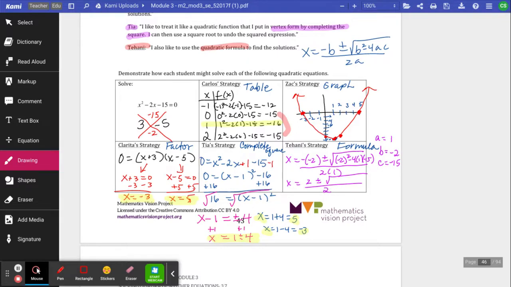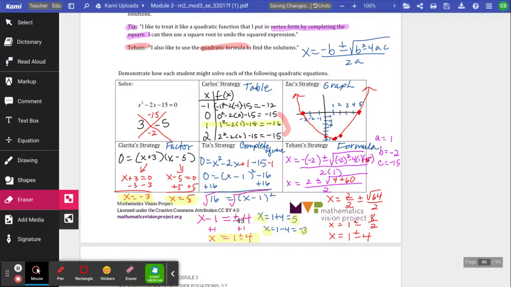Underneath the square root, I'm going to get negative 2 squared, which is 4, minus 4 times negative 15. 4 times 15, that's plus 60. So now I'm going to start to simplify and split up this radical. In the front, I would get 2 over 2. I can see that's going to turn into a 1. Then I'm going to get root 64. Well, isn't root 64 just 8? And isn't 8 over 2 just 4? So now I'm down to the same answer I just got right here, 1 plus or minus 4.